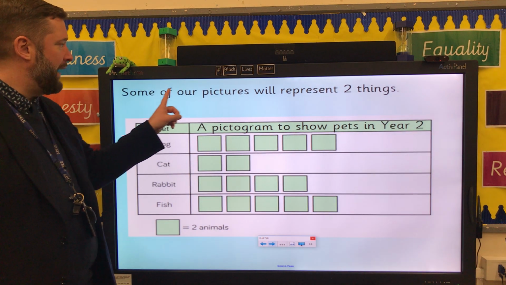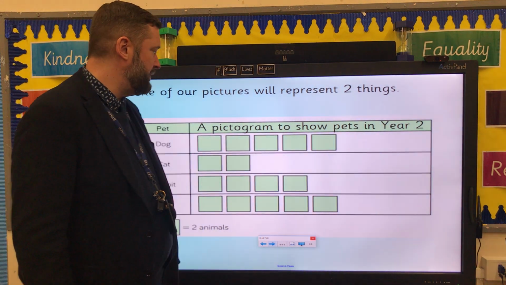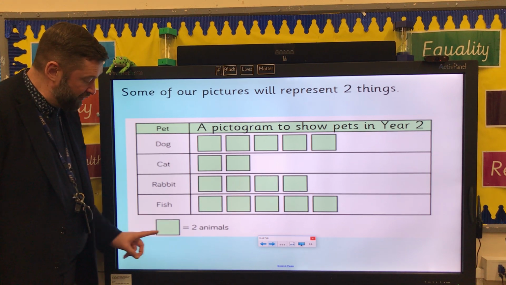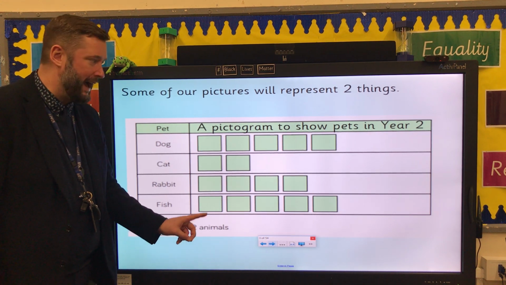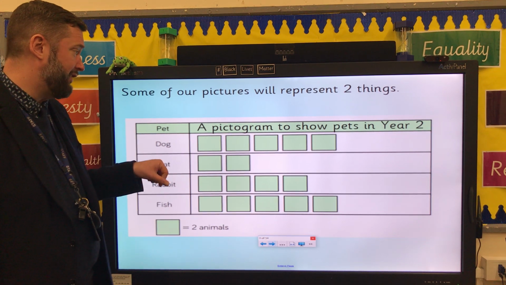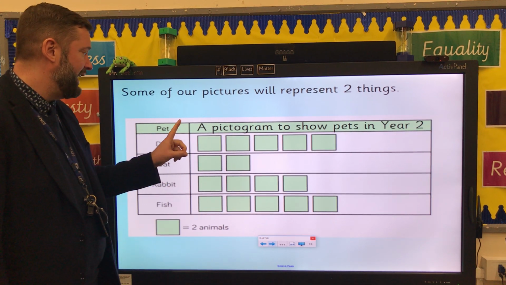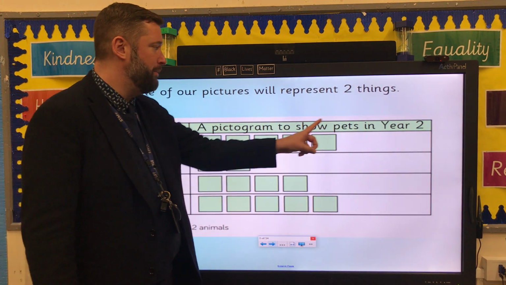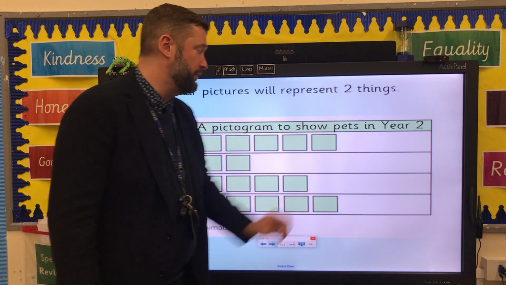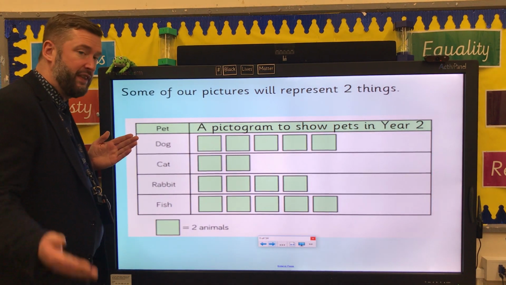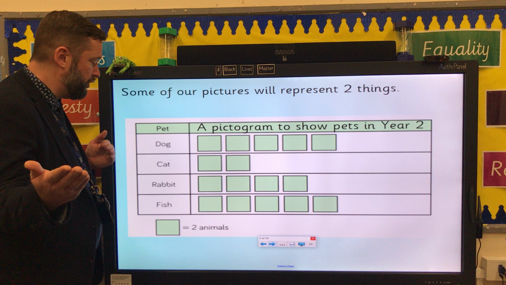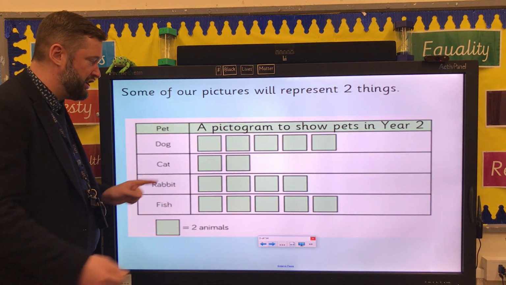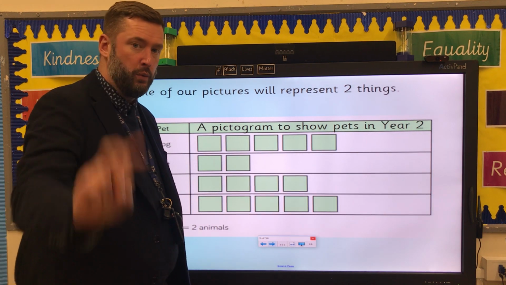Okay, some of our pictures will represent 2 things. Now if we look at our key here, it says a rectangle equals 2 animals. And this pictogram is all about pets. Let's read the title together. A pictogram to show pets in year 2. And the pets are, read them for me, dog, cat, rabbit and fish. And each square is 2 animals.